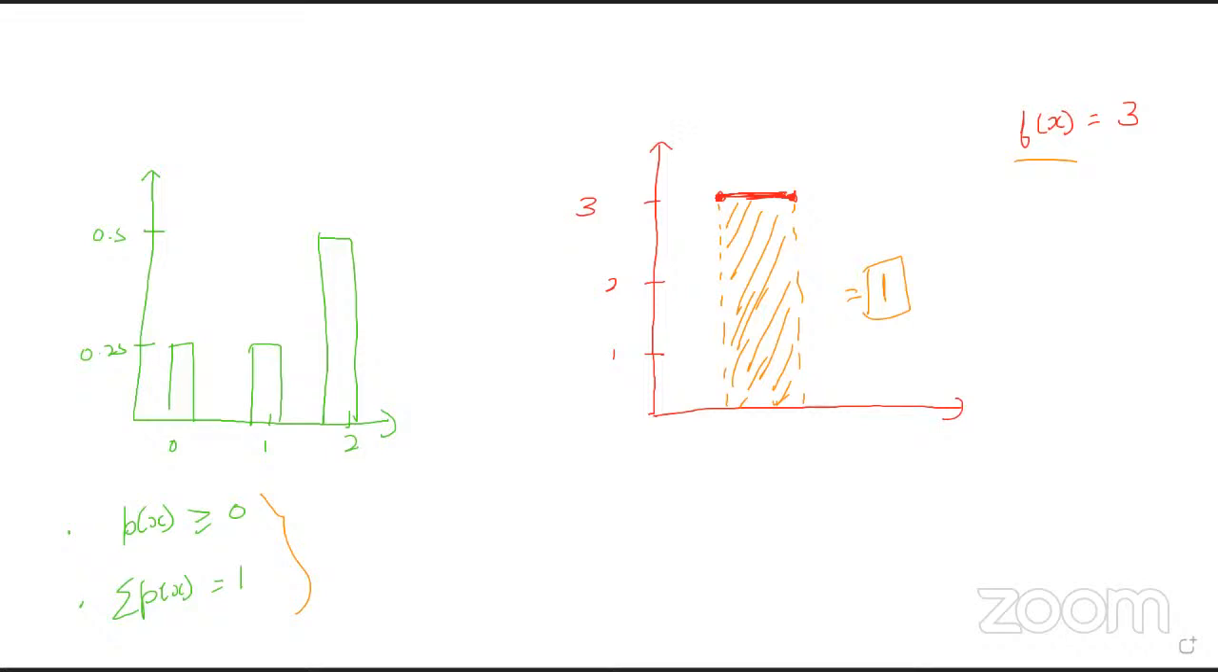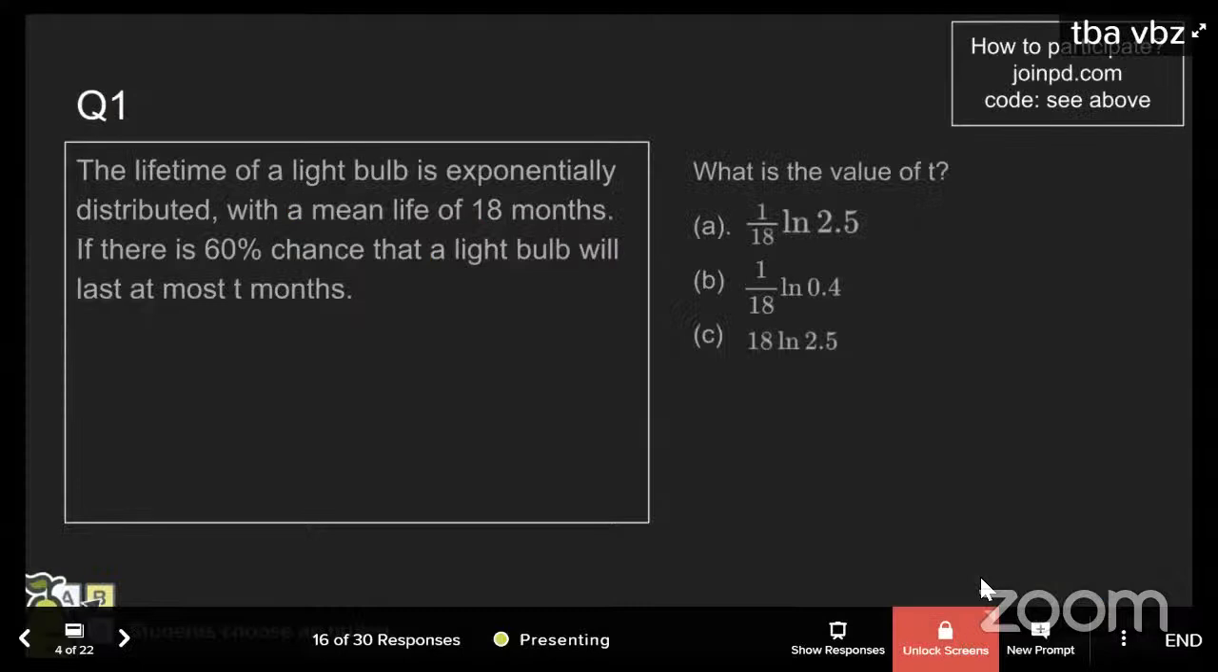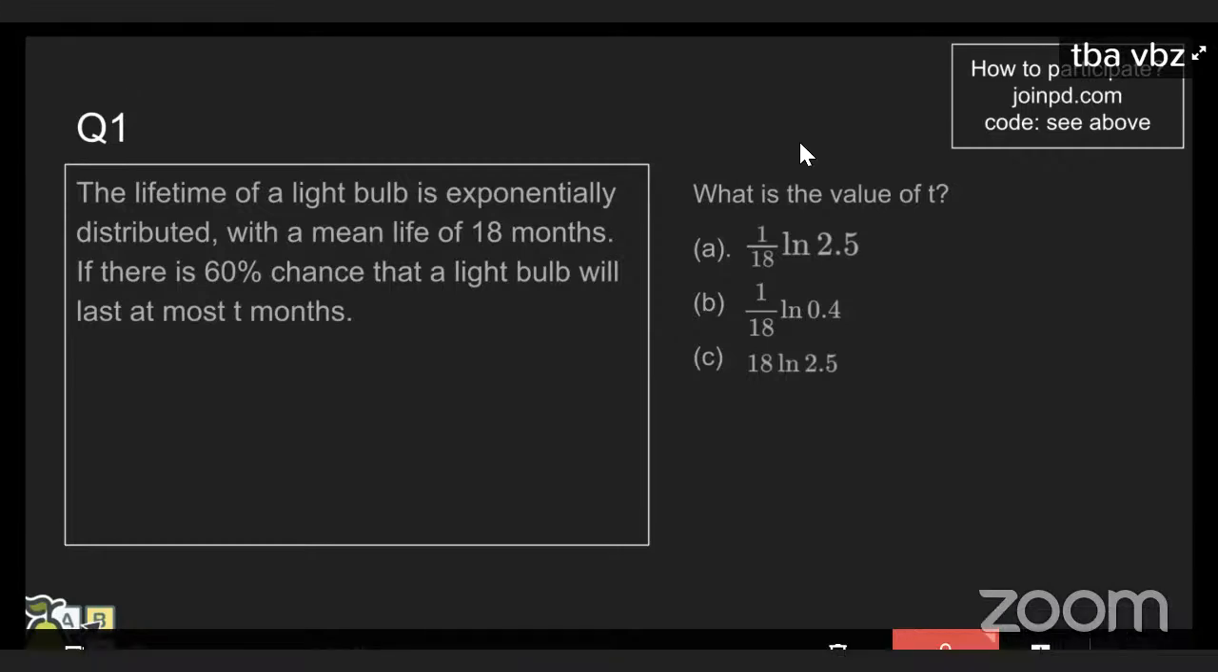So now moving to this question. The lifetime of a light bulb is exponentially distributed with a mean life of 18 months. So what is the mean of exponential distribution firstly? 1 by lambda. Expectation, 1 by lambda, right? It is equal to 18 months we are given. So my parameter lambda is 1 over 18, right? Means my random variable x follows exponential with parameter 1 over 18, right?